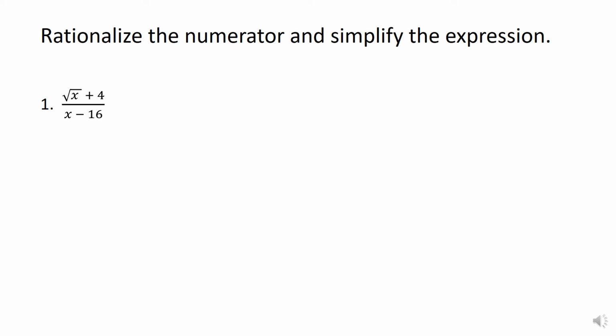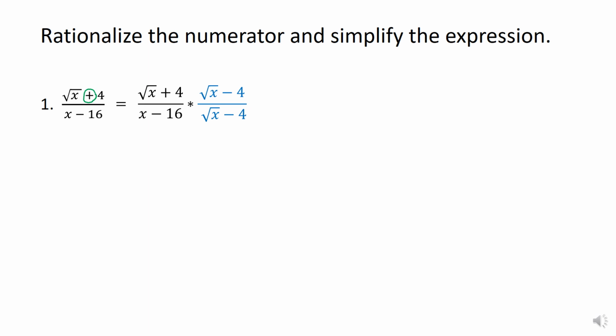Now we're going to rationalize the numerator and simplify. And this time we're also going to add an x in there. So you can see that we have root x plus 4 over x minus 16. So the root x plus 4, to find its conjugate, we're going to change that plus sign. So we've got root x plus 4 over x minus 16 times root x minus 4 over root x minus 4.